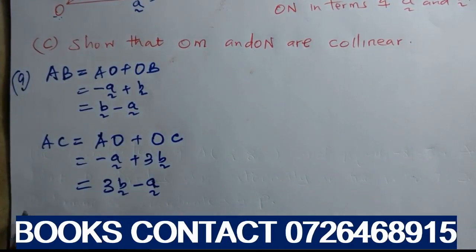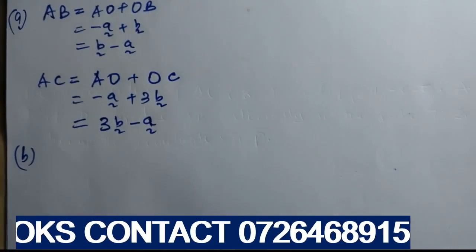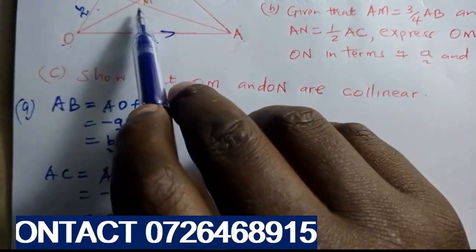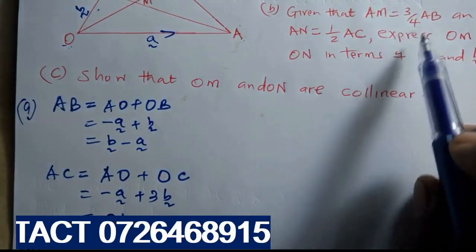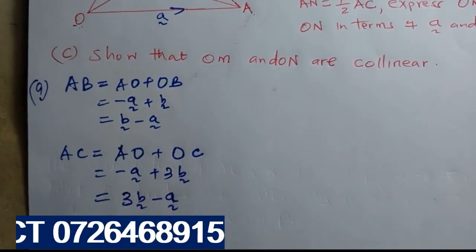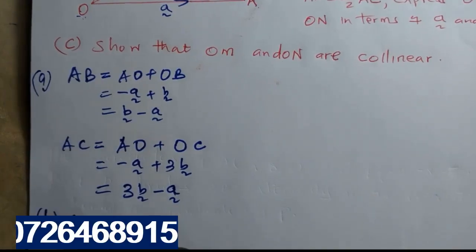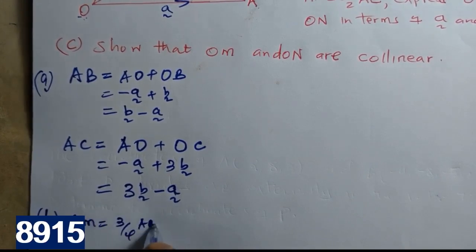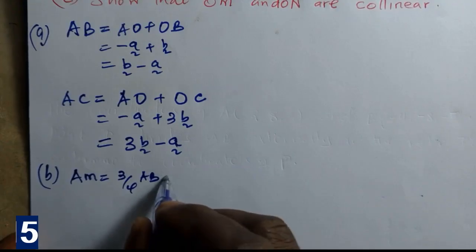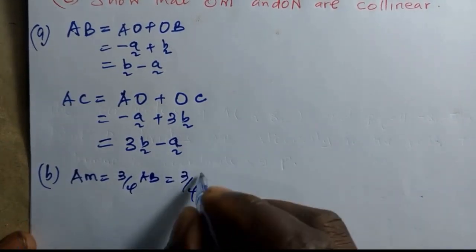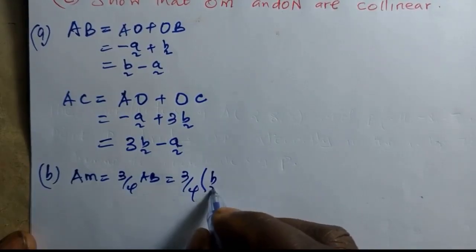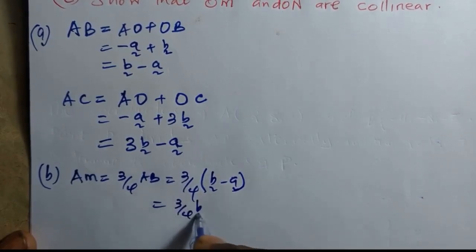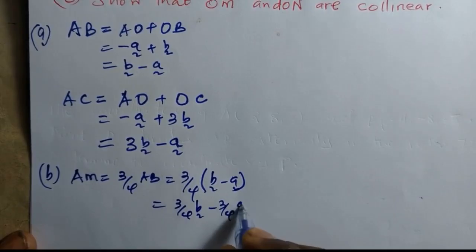So part B. We are given that AM is 3 over 4 of AB. So AM is equal to 3 over 4 AB. But we have AB, which is B minus A. So this is the same as 3 over 4 B minus 3 over 4 A.